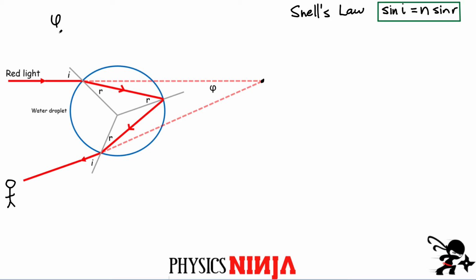And now we're going to use a little bit of geometry to show that this angle phi is equal to 4 times the refracted angle minus 2 times this incident angle. And this is going to be really important in order to understand rainbows. So let's go ahead and show how we can do this.